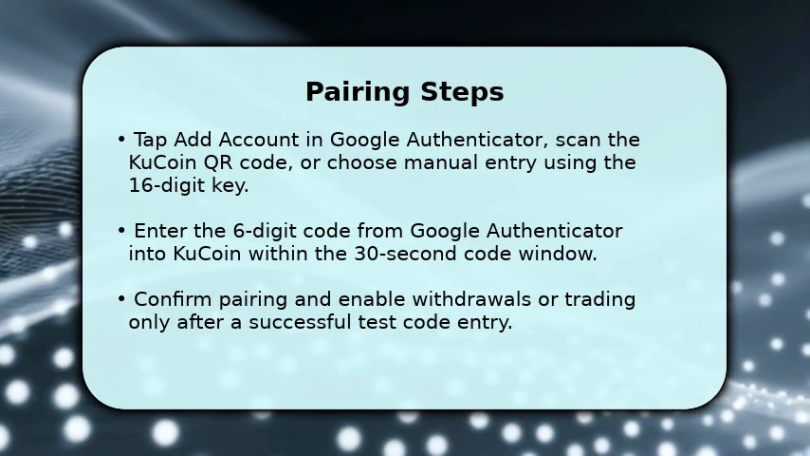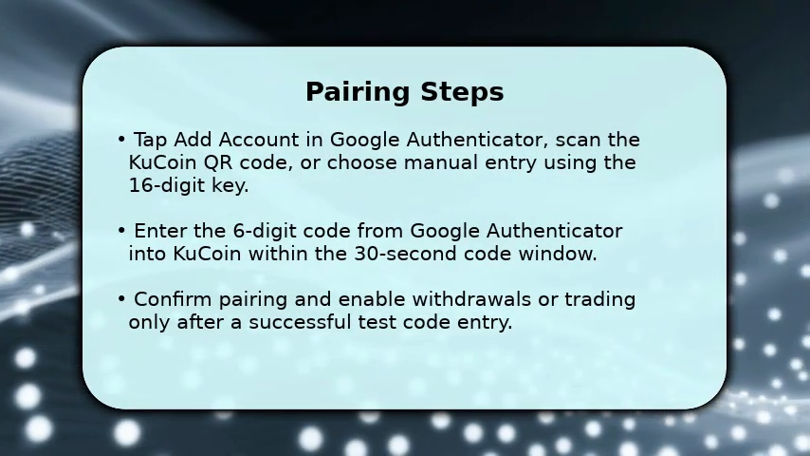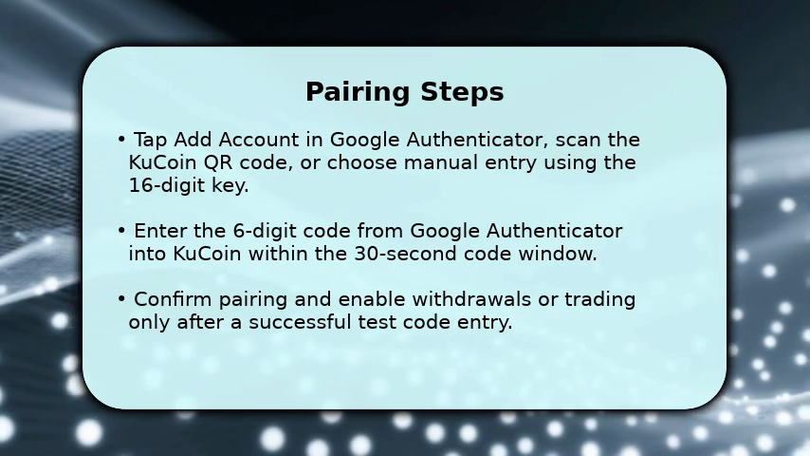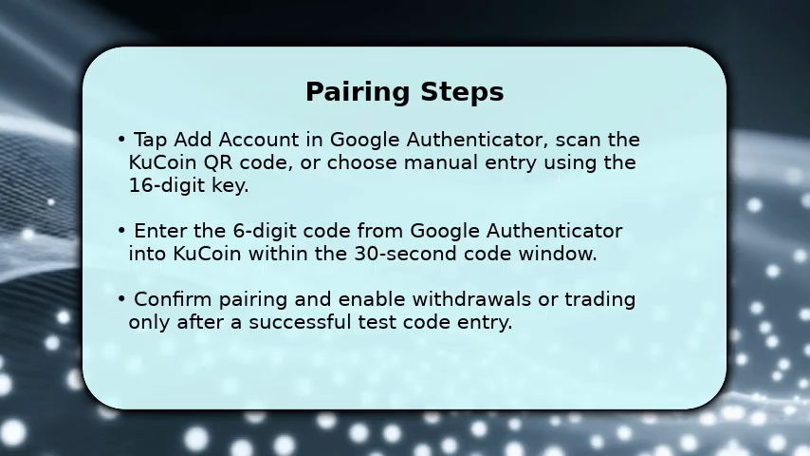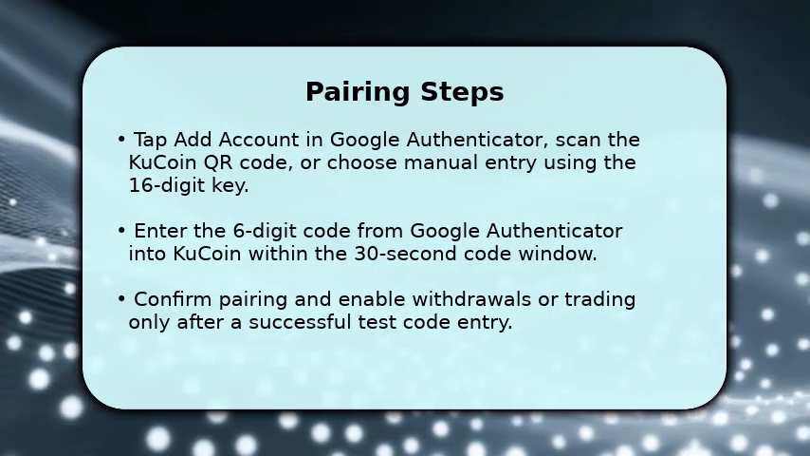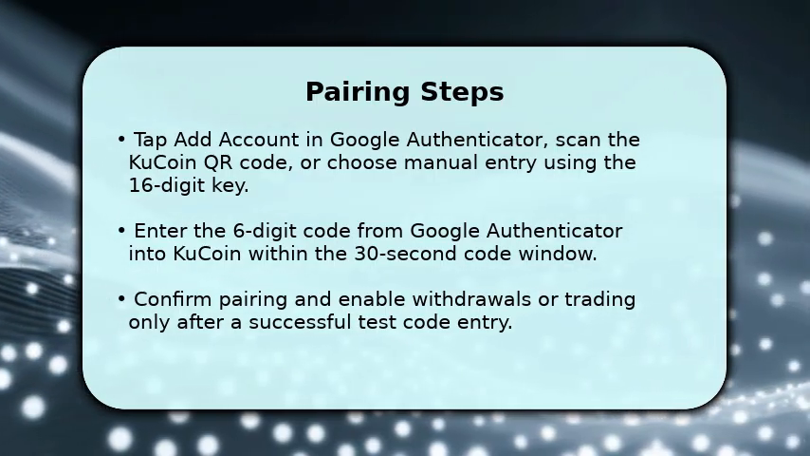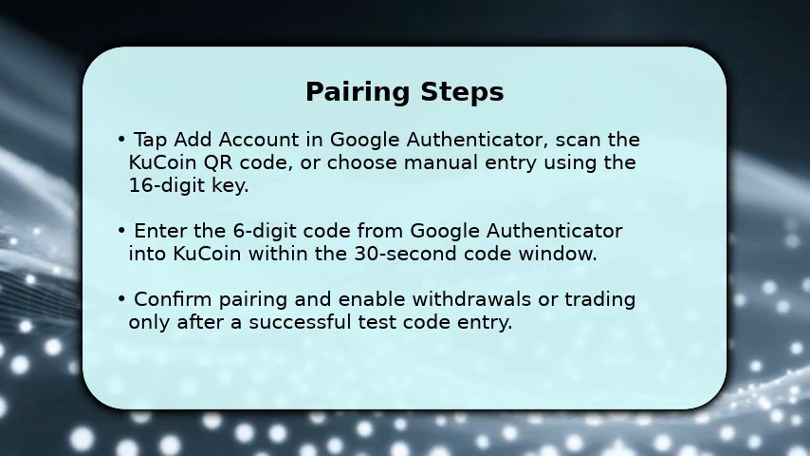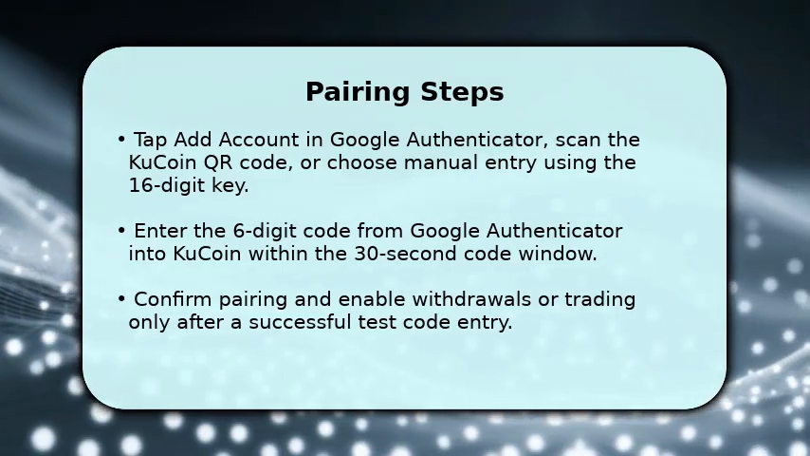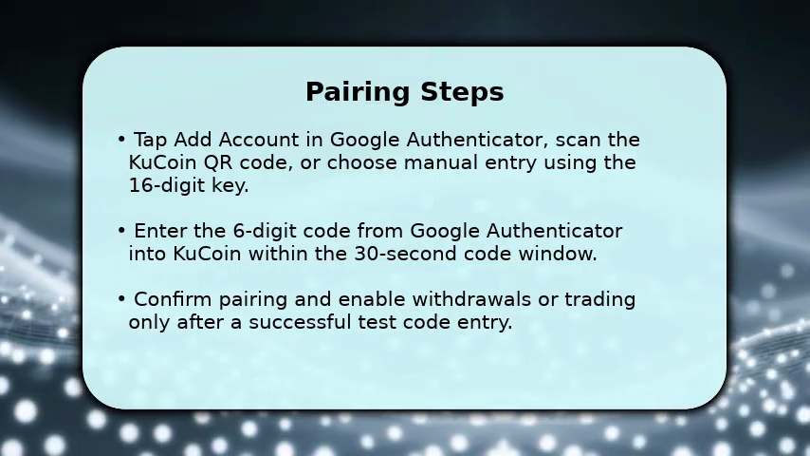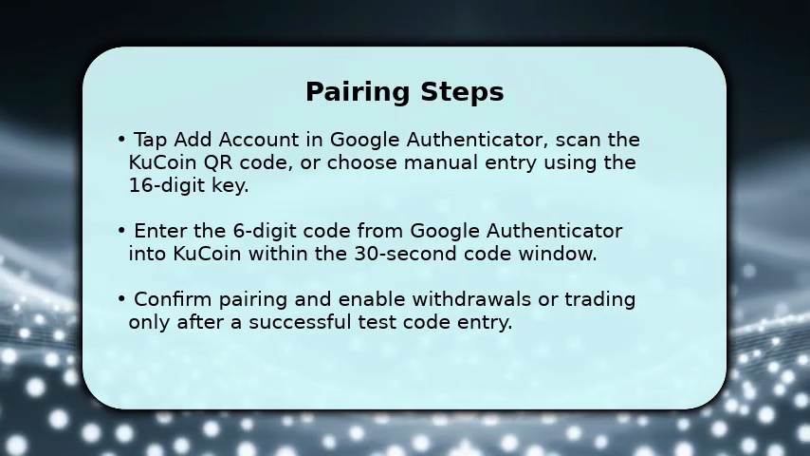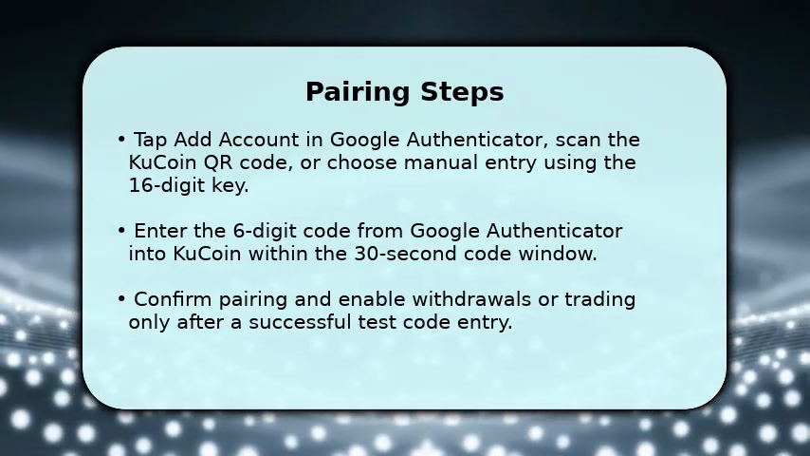Start by opening Google Authenticator and choosing Add Account, then scan the QR code displayed on Kucoin or enter the 16-digit key manually for pairing. After the app shows a 6-digit code, input it back into Kucoin within the 30-second window to complete verification. Wait for confirmation, then perform a quick test like signing in again or initiating a small action to ensure the 2FA is active and working smoothly.